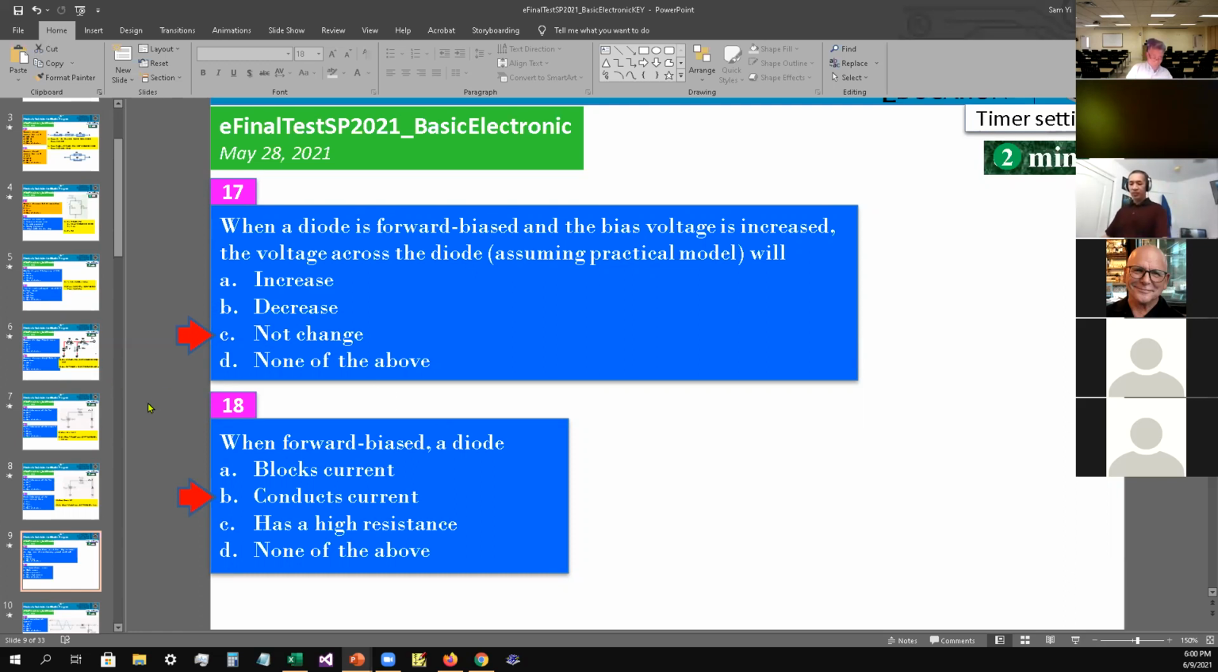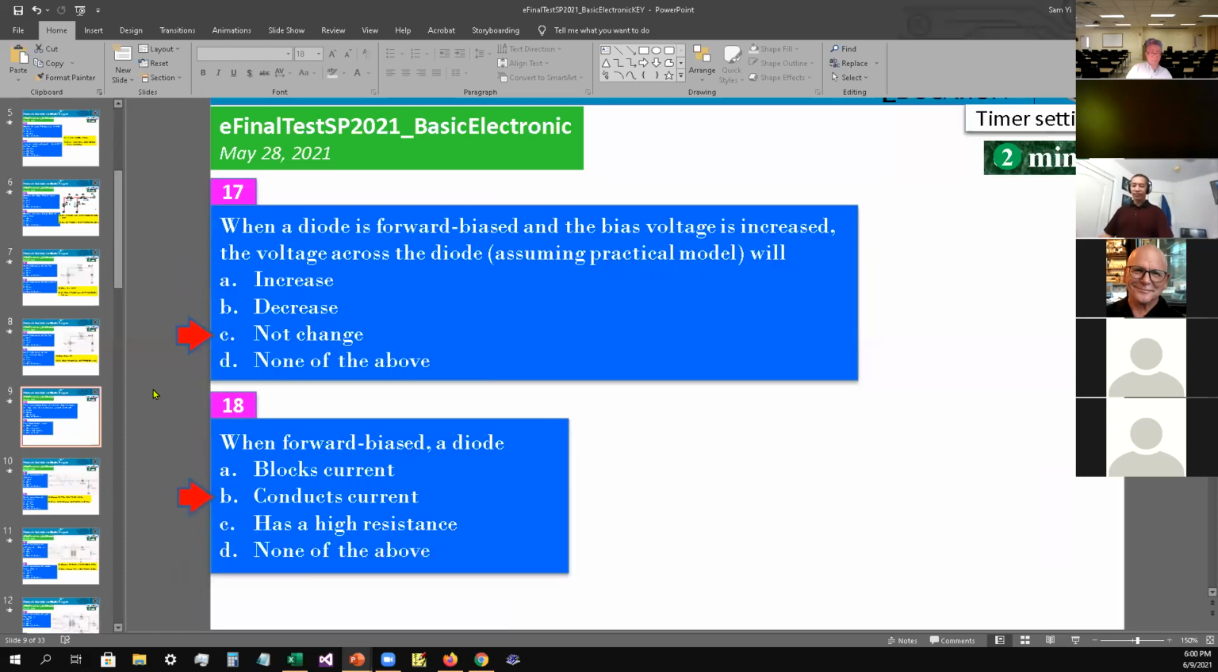Another way of looking at that is that the diode current increases exponentially with a very small increase in voltage. So no matter how much current you're flowing through the diode, the voltage changes very little. For the practical, simplified model, we just assume it stays at 0.7, although it increases a little as the current increases and decreases a little as the current decreases. But the best approximation is 0.7 volts. Correct. Thanks, Richard.